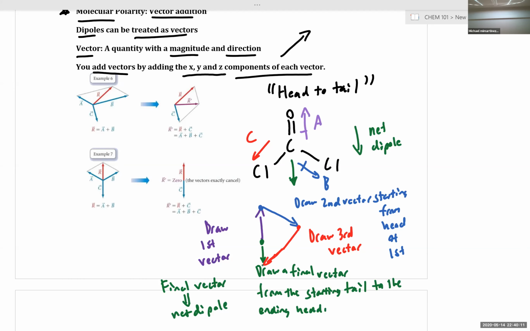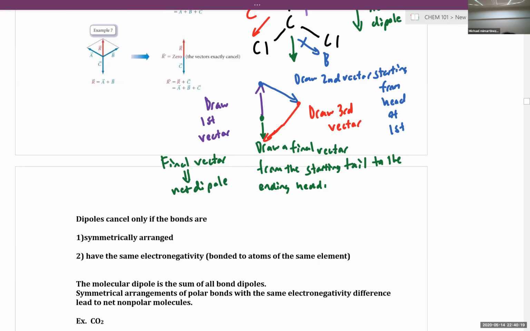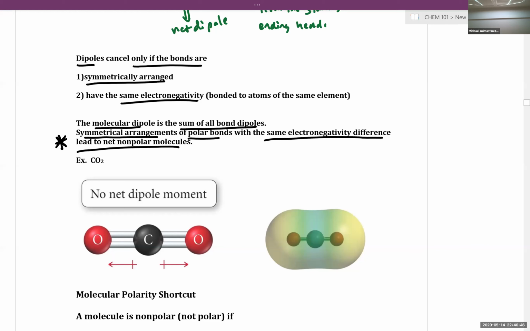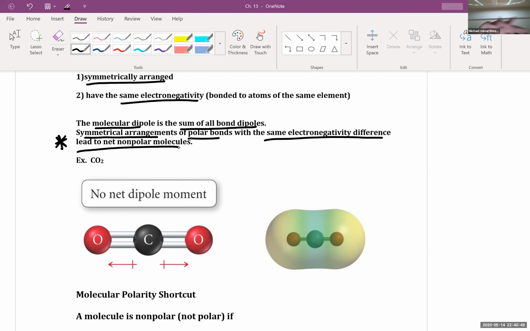Okay, now the beautiful thing is, once we have this theory in place, I can teach you a trick that allows you to determine whether something is polar or nonpolar. So dipoles cancel only if the bonds are symmetrically arranged and they have the same electronegativity. Now, the molecular dipole is the sum of all the bond dipoles. So then, and I want you to just put a star next to this, symmetrical arrangements of polar bonds with the same electronegativity difference lead to nonpolar molecules. And we can prove this with vector addition.